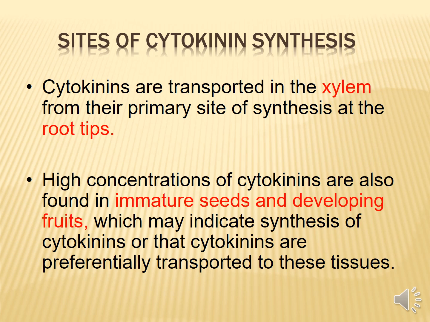Alright, now we go to the site of the cytokinin synthesis. In simple words, we can say that cytokinin is produced in the root tips, in the immature seed, and also in the developing fruits. This is actually from previous studies. They stated these three locations synthesize more cytokinin. However, it is able to be transported to other parts of the plant.